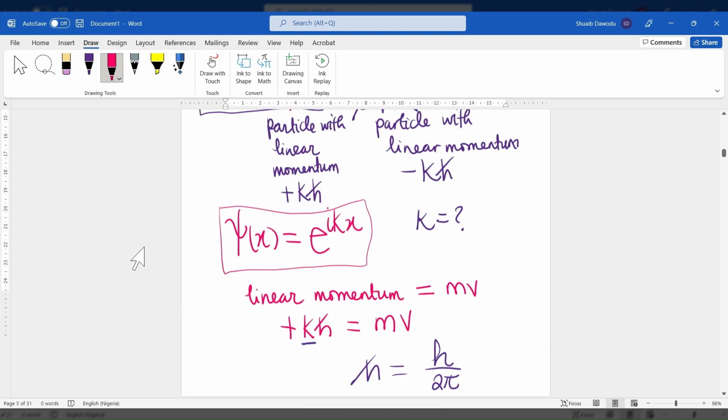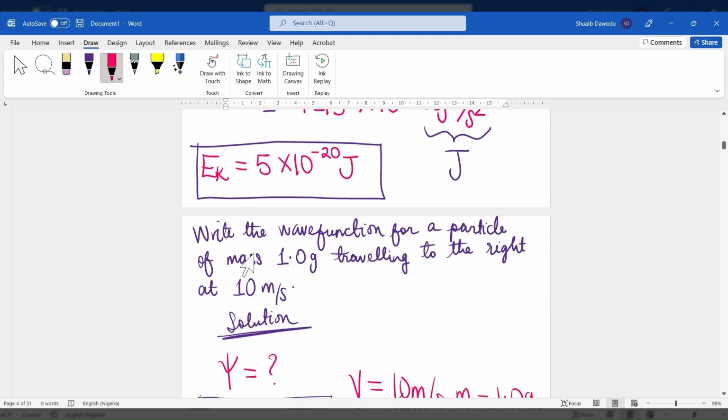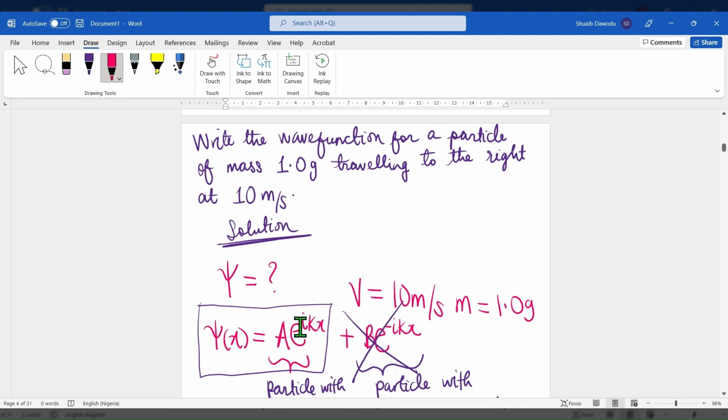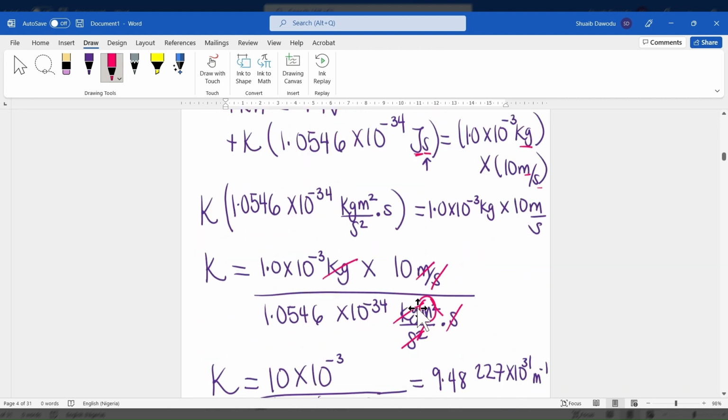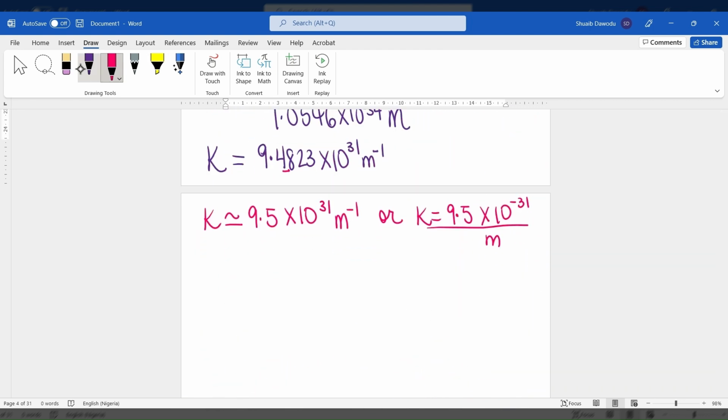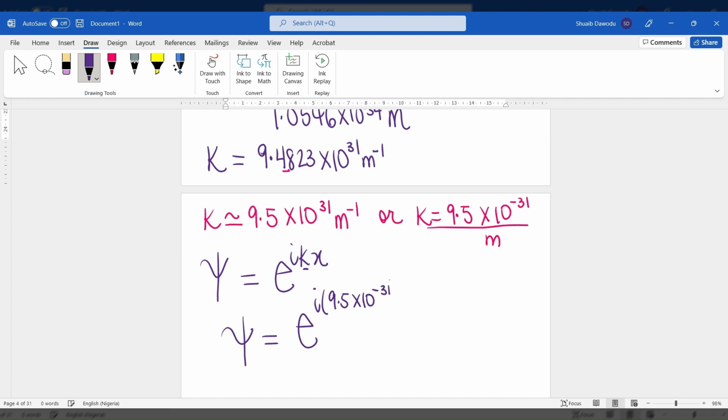Our work is still not done. Remember what the question says: write the wave function for a particle. So we have to write the wave function. The wave function, just like I explained earlier, is e raised to the power of i kx. We've determined what k is. So the wave function is just going to be e raised to the power of i multiplied by 9.5 times 10 raised to the power of 31 x.